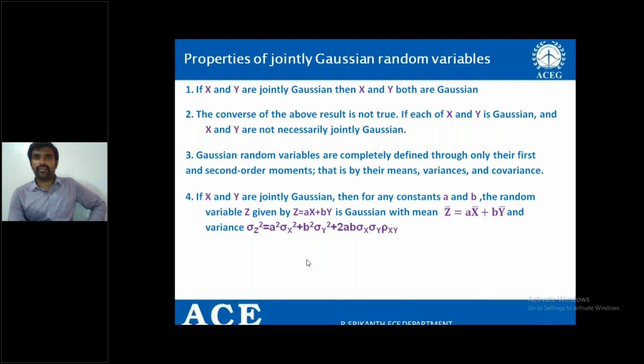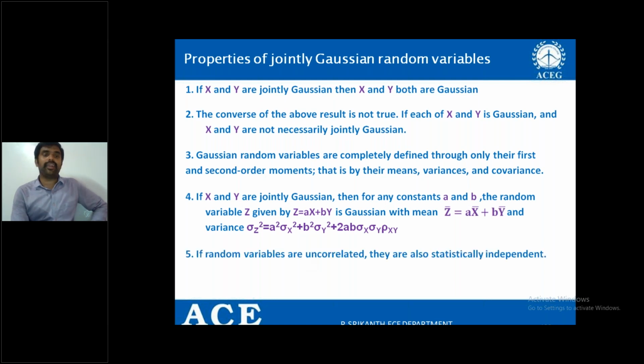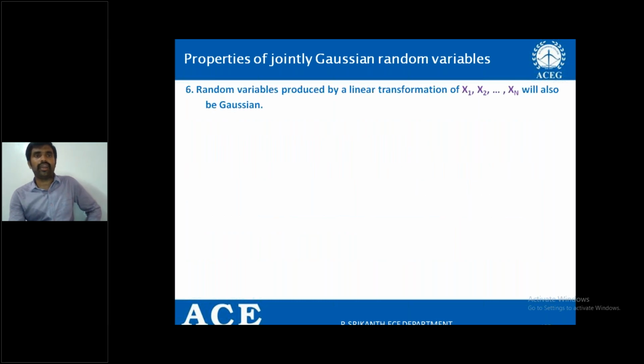The next property is, if random variables are uncorrelated, they are also statistically independent. We have also seen this. If they are uncorrelated, they are statistically independent. Why? Because if they are uncorrelated, fxy equals fx into fy. The same is valid for statistical independence, right?